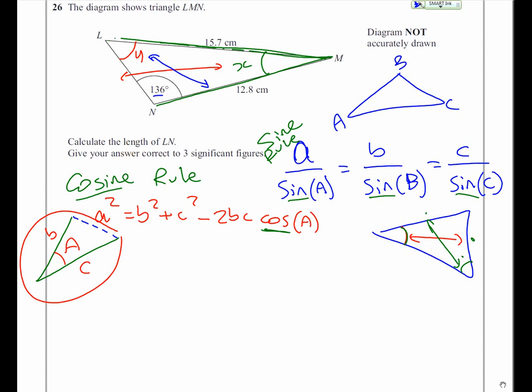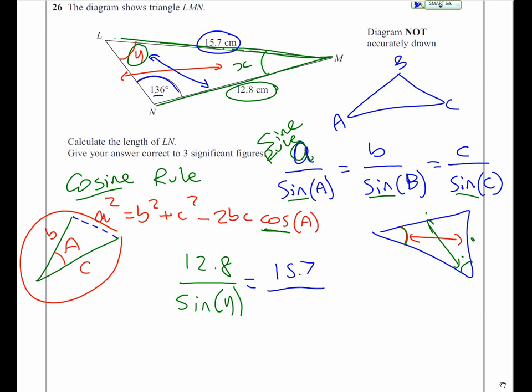So like we said from the sine rule, this says that the length, which we can say is 12.8, divided by sine of the opposite angle, which we have called y, is the same as 15.7 divided by sine of the 136. I think it's a nice way around to think about this as a ratio rather than a formula. The two equal signs are just to represent three different formulas.